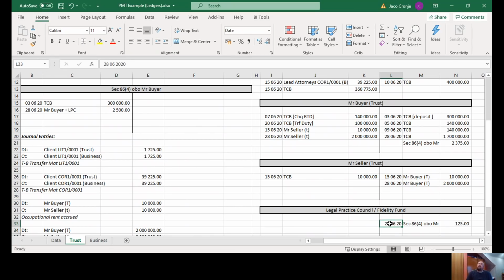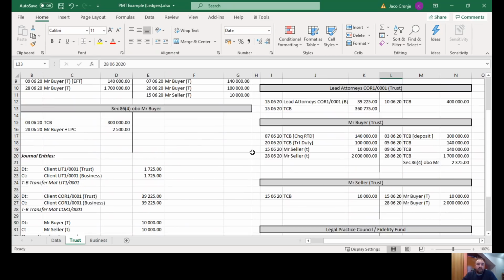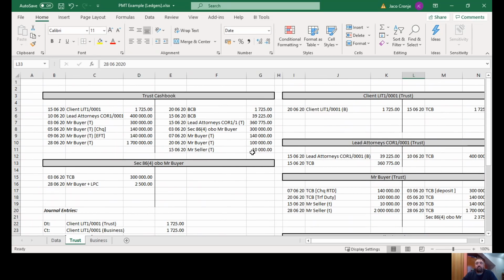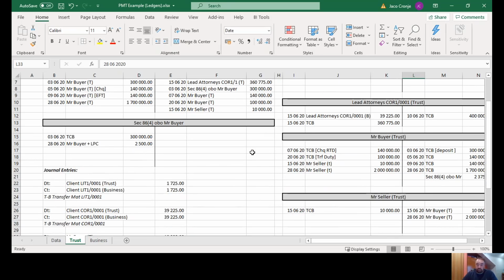Now you'll remember in the first lecture I spoke to you about the sweeping function on trust accounts with the interest, where the bank will automatically pay out interest due to the LPC or the Fidelity Fund to them. In this case, and in your assignment, you can assume that you have that sweeping function in place. It's basically the norm to have it in place. So this bank account will automatically now pay out 125 rand of that interest.